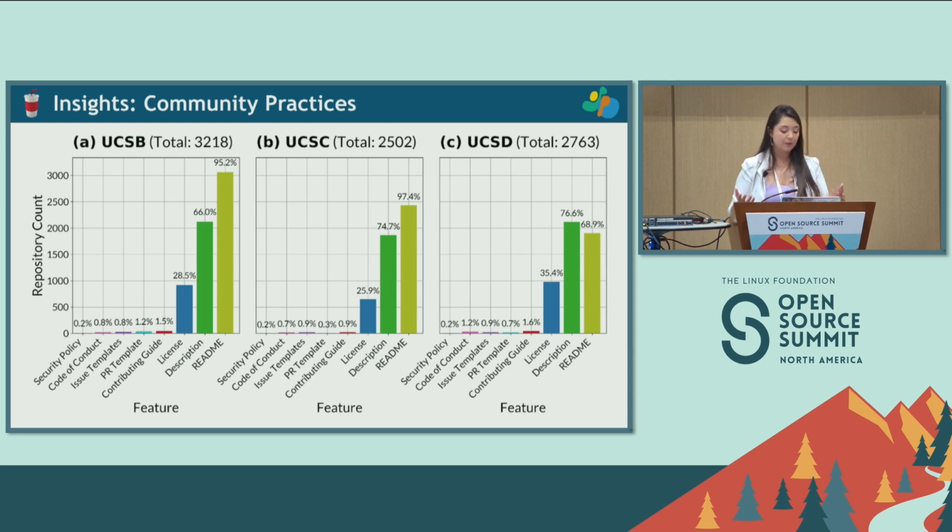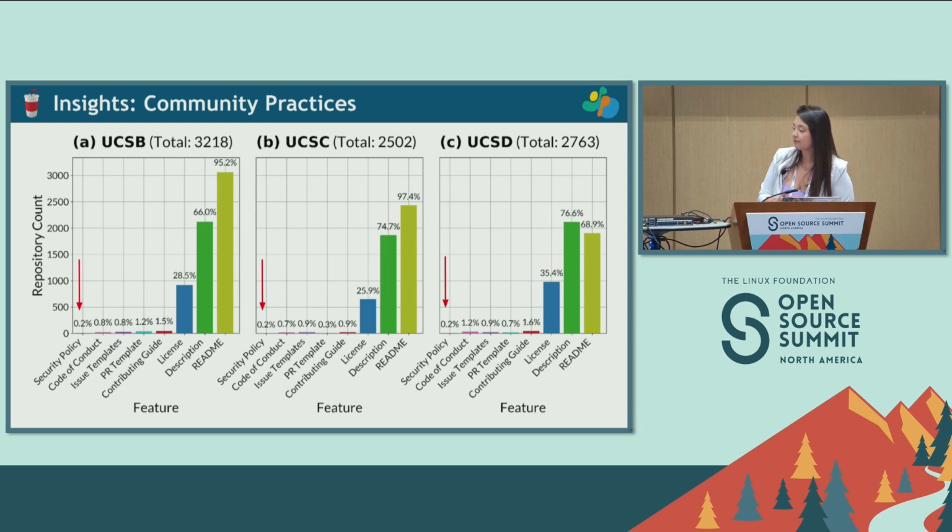So contributing guides, PR templates, issue templates, and codes of conduct are things that less than 1% of the projects have. So of the 3,000 projects, less than 1% are actually doing any of these things. And for me, this is one of the most interesting findings. The security policy is all the way at the end with less than 1%, 0.2% actually, funnily enough the same percentage for all three universities.